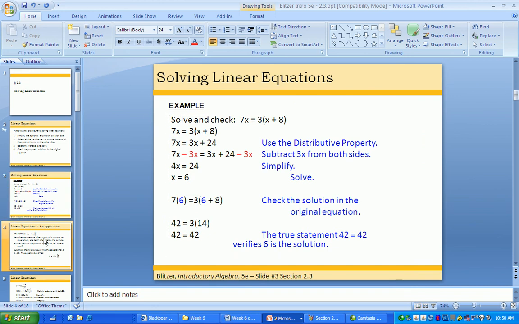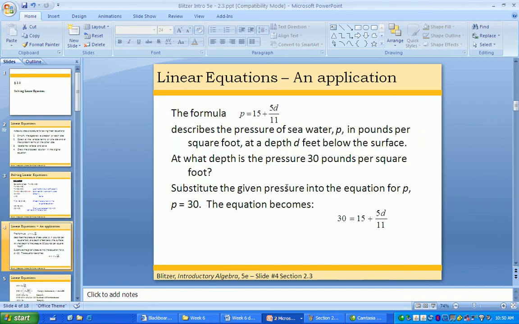Here they give us a word problem. The formula P is equal to 15 plus 5D divided by 11 describes the pressure of seawater in pounds per square foot at a depth of D below the surface. At what depth is the pressure 30 pounds per square foot? Substitute the given pressure into the equation for P. P is equal to 30. They want us to find how deep we are. The equation becomes 30 is equal to 15 plus 5D over 11, because we just substitute 30 everywhere we see a P. And now we have to solve that.